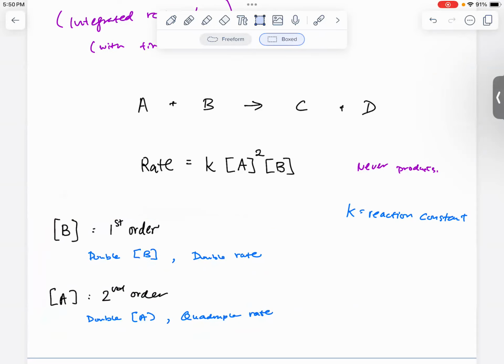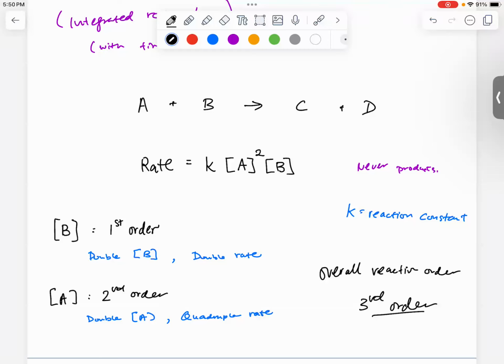Now we will also look at the overall reaction order, which is an addition of these two. In this case, we'll say the overall order is third order. 1 plus 2, 3.